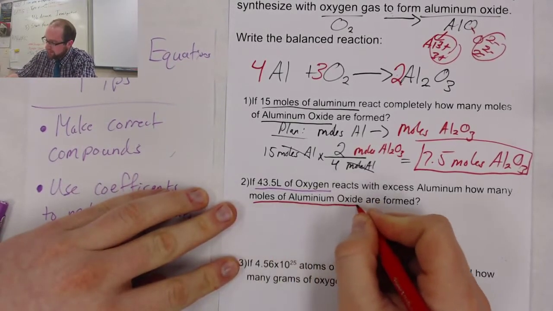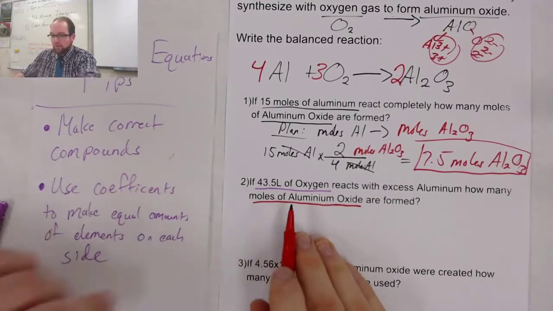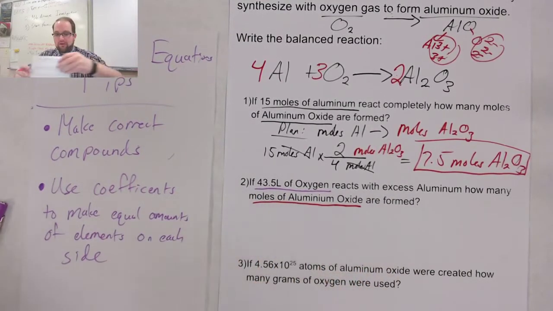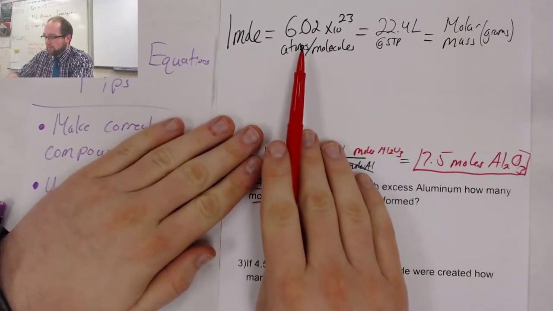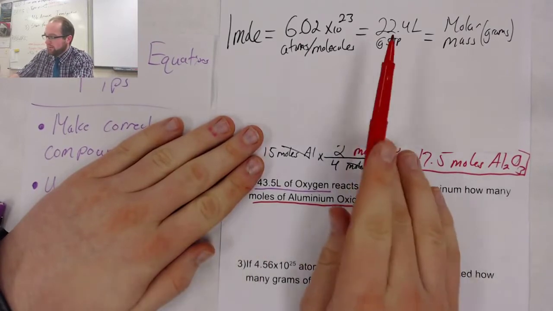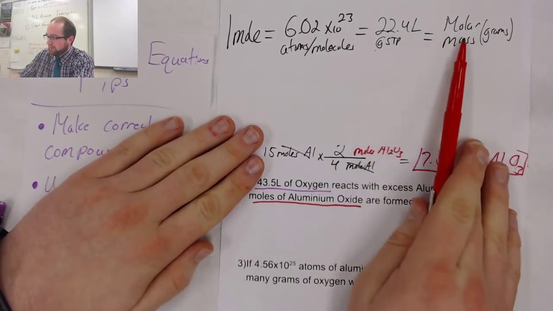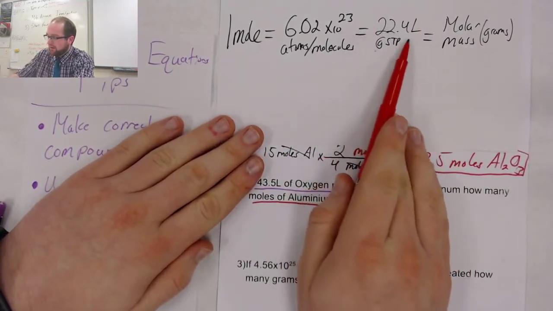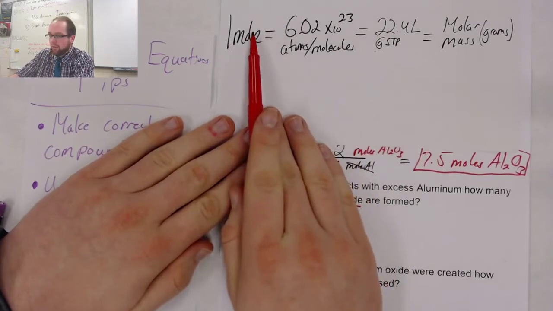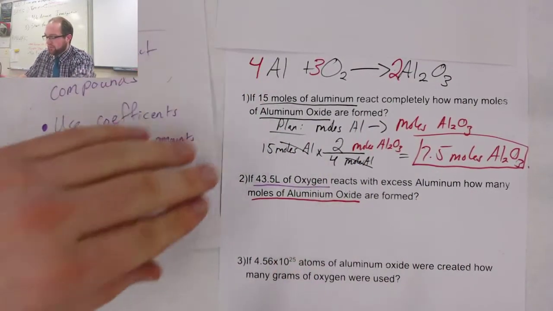So we are ending with moles again, but this time we are not starting with moles. So we're going to need to think back to some of our different conversions we've used before, right? That 1 mole equals 6.02 times 10 to the 23rd molecules equals 22.4 liters at STP equals grams in molar mass. I can see here that if I'm starting with liters, I can convert it to moles, and then we can do what we did in step number 1, a mole to mole conversion.